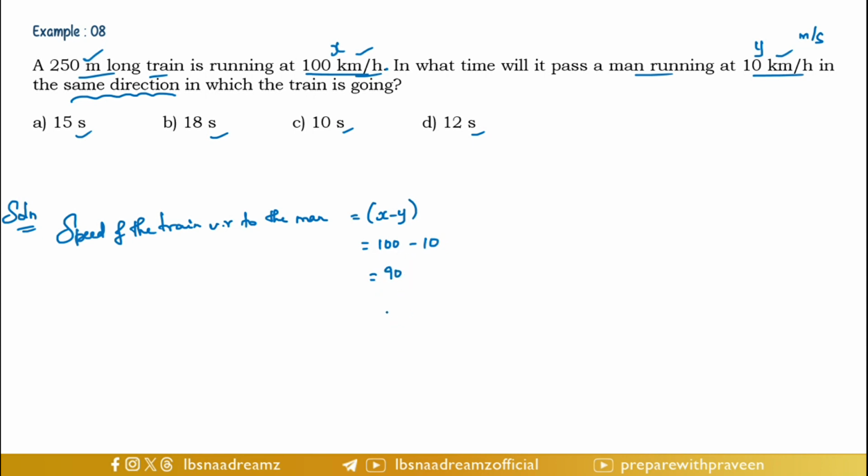So this is kilometer per hour, right? So to convert this 90, we have to multiply by 5 by 18. So 18 5s are 90, which is equal to 5 into 5, 25 meter per second.